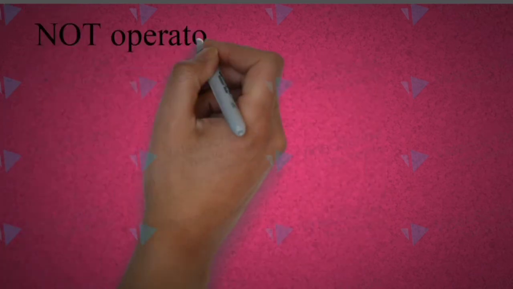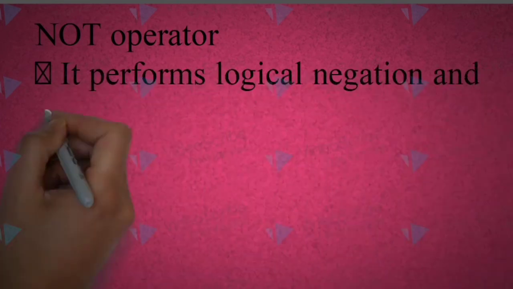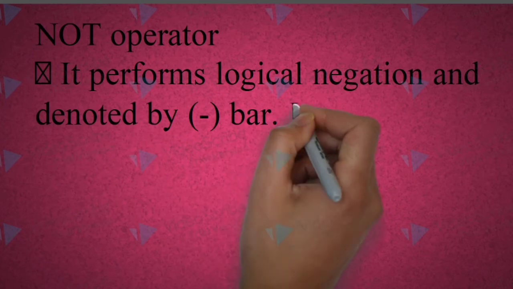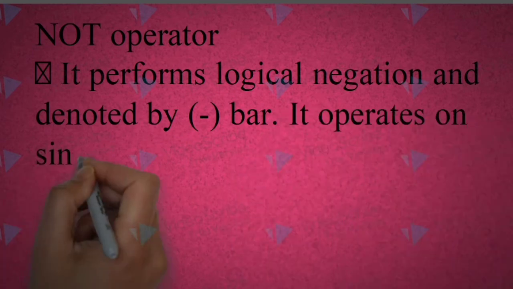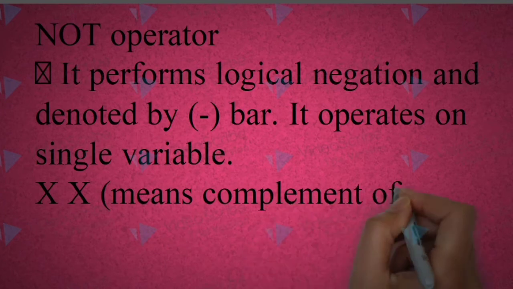And let us have the NOT operator. What it does is just invert the value of the input. If the input is 1, it will make it 0. If the input is 0, it will make it 1, and it is denoted by a bar or a complement.